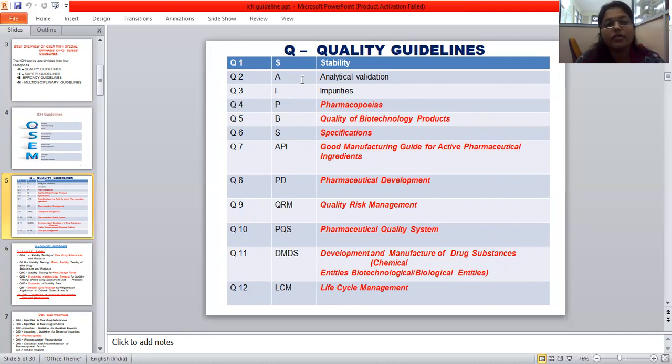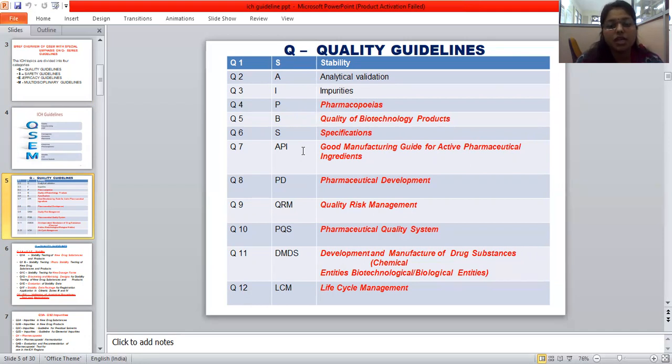For that, we can refer to the ICH Q2 guideline, ICH Q3 for the impurity guideline, Q4 for the pharmacopoeial guideline, Q5 for the biotechnological product, Q6 specifications, and the GMP guideline for the API. Whatever pharmaceutical company is manufacturing the API can refer to the ICH guideline because this is the international standard. So that's why we can refer to this Q7 guideline to guide us in manufacturing our API.